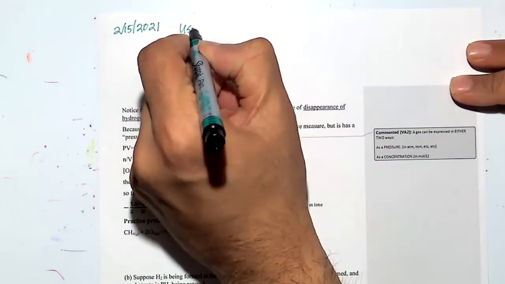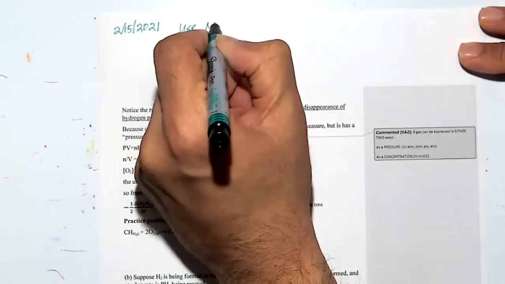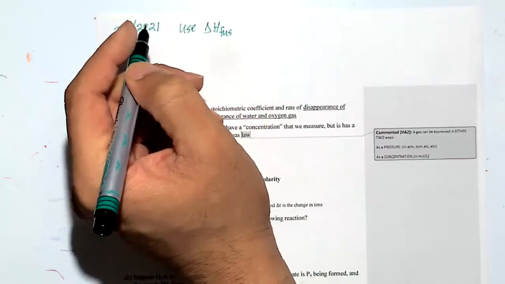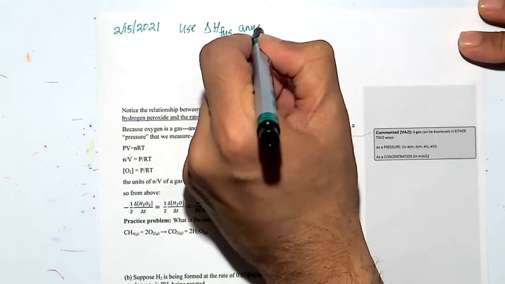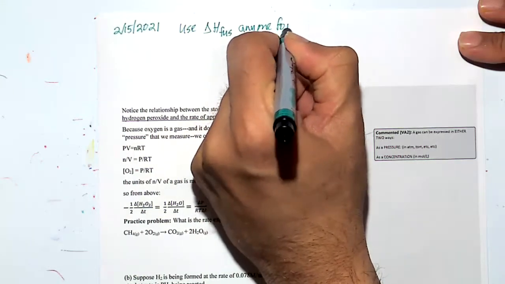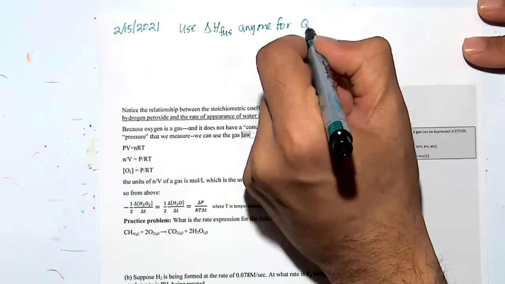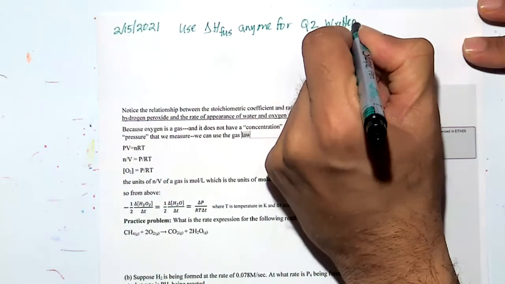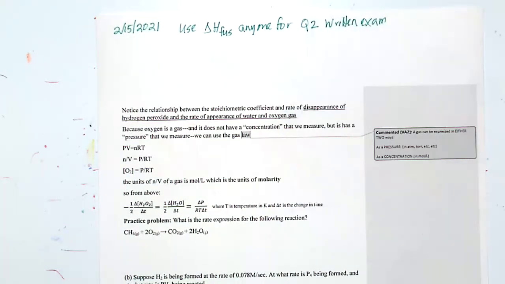I don't know. You can use any delta H. Let me tell this for the people that are watching. No one watches these, by the way. Oh, you do? All right, one person. Use delta H fusion, anyone. What question is that? Question 2 on the written exam. I probably wrote it and was rushed, and I'm trying to make sure it goes well.